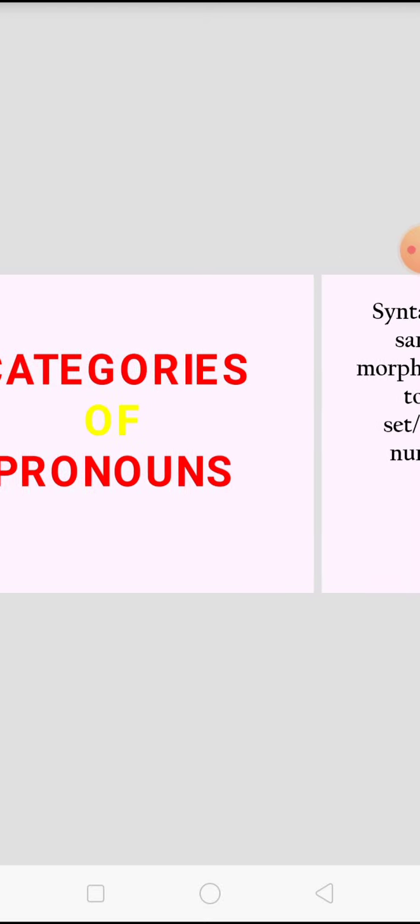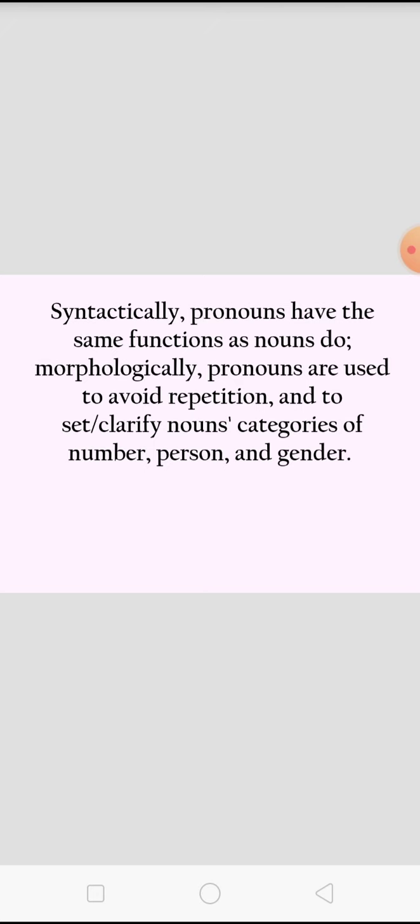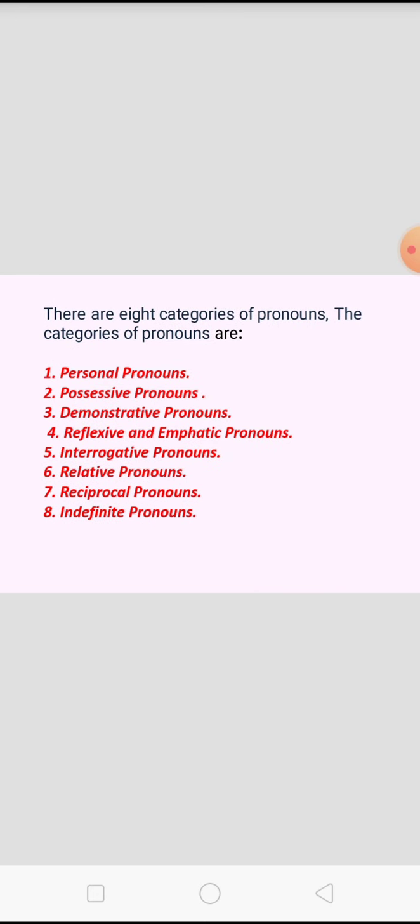Categories of pronouns. Syntactically, pronouns have the same functions as nouns do. Morphologically, pronouns are used to avoid repetition and to set or clarify nouns. Categories of number, person and gender. There are 8 categories of pronouns. The categories are personal pronoun, possessive pronoun, demonstrative pronoun, reflexive and emphatic pronoun, interrogative pronoun, relative pronoun, reciprocal pronoun, and finally indefinite pronoun.